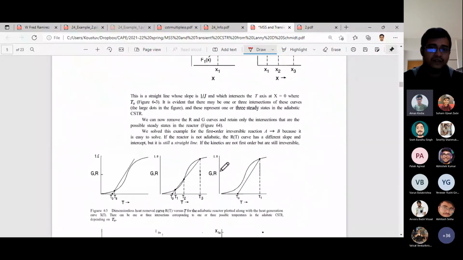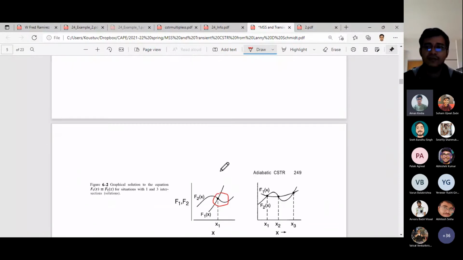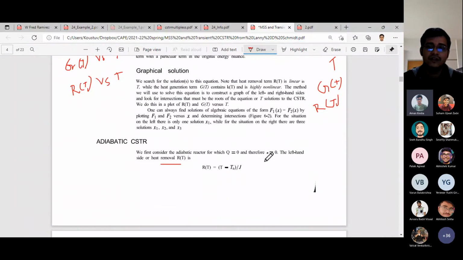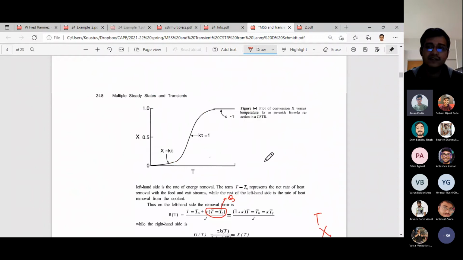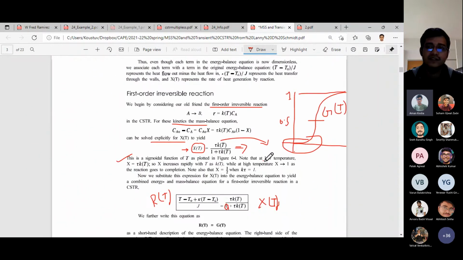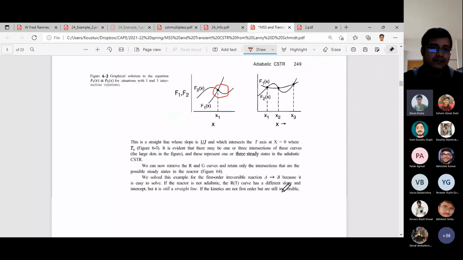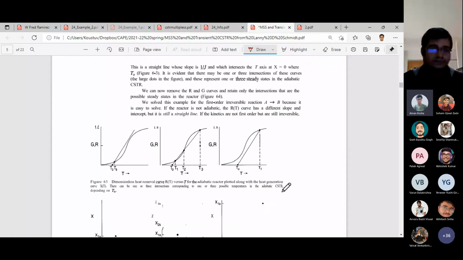And this is the heat generation term, which is k tau by 1 plus k tau, as I showed that this is a sigmoidal curve. So basically you will have this kind of plot. Graphical analysis, you will land up first with these expressions, or with this kind of results. So both of them are plotted as G and R, two functions. So this is nothing but the R function, and this is nothing but the G function.